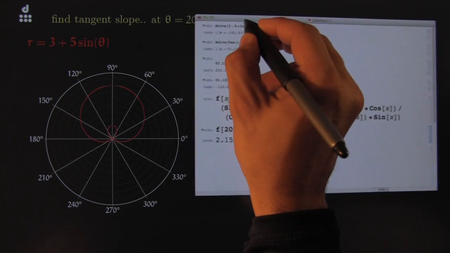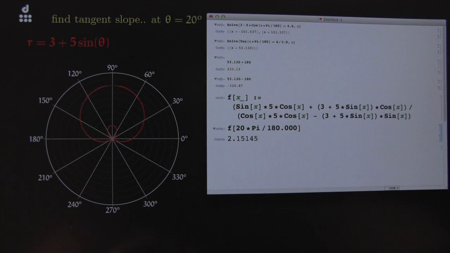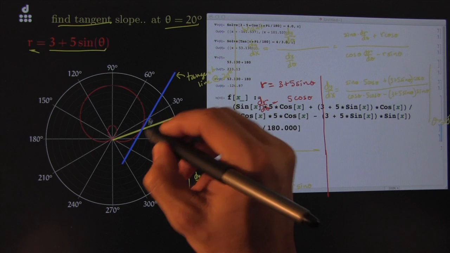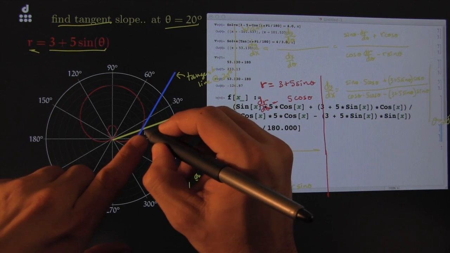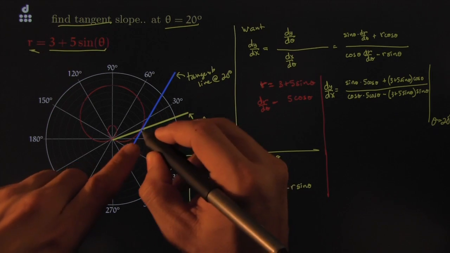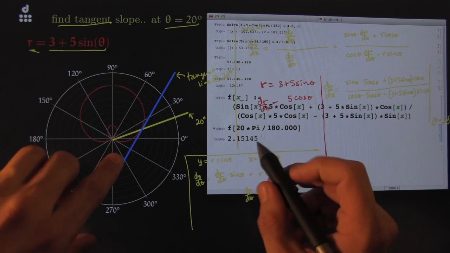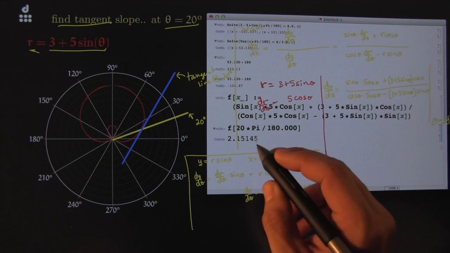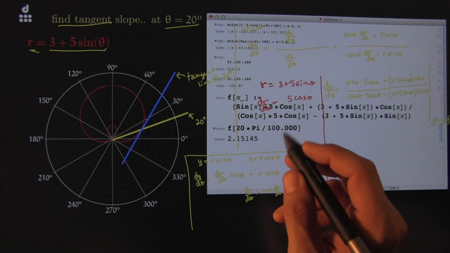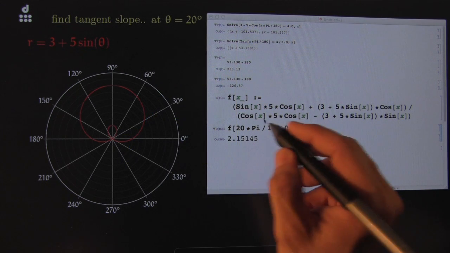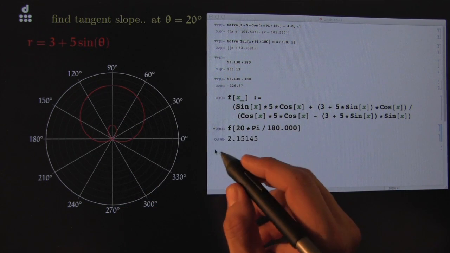And you get 2.15. What exactly does that mean? That's the rise over run for that blue line. Every time you run one, you rise 2 point something, as indicated on the calculator. What's nice about this is that it's a nice formula. At any given angle, I could tell you exactly what the tangent slope is.